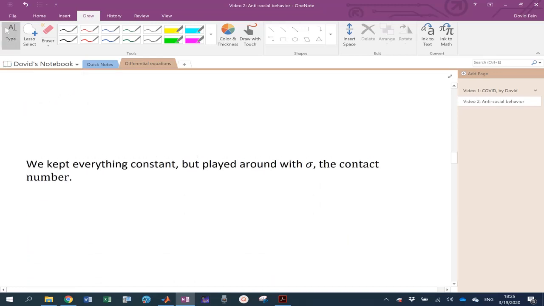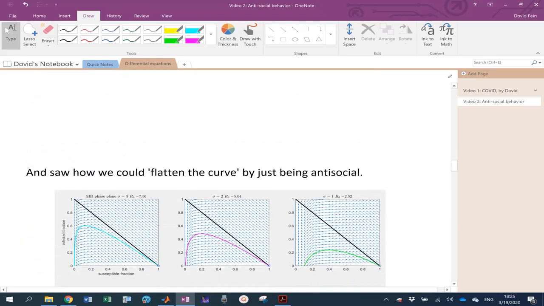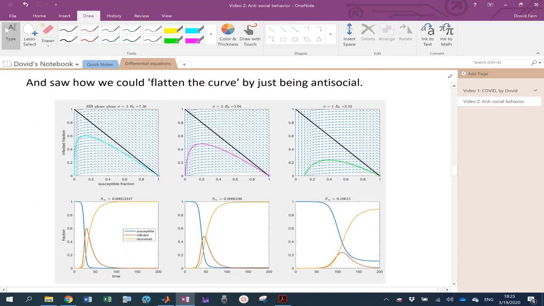I decided to keep everything constant and play around only with sigma, the contact number, to see the effect on the trajectories. And we saw how we could actually flatten this curve just by being a little bit antisocial, reducing the contact number.